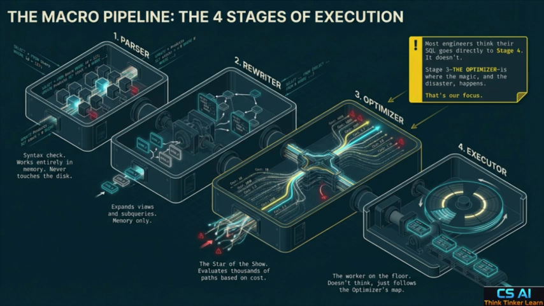Most engineers think their SQL goes straight from here to the executor, but it doesn't. Stage 3 is the optimizer, which is the star of our show. This is where the magic and the disaster happens. The optimizer evaluates thousands of possible paths based on cost before handing the final map to the executor. This executor simply follows instructions without thinking at all.